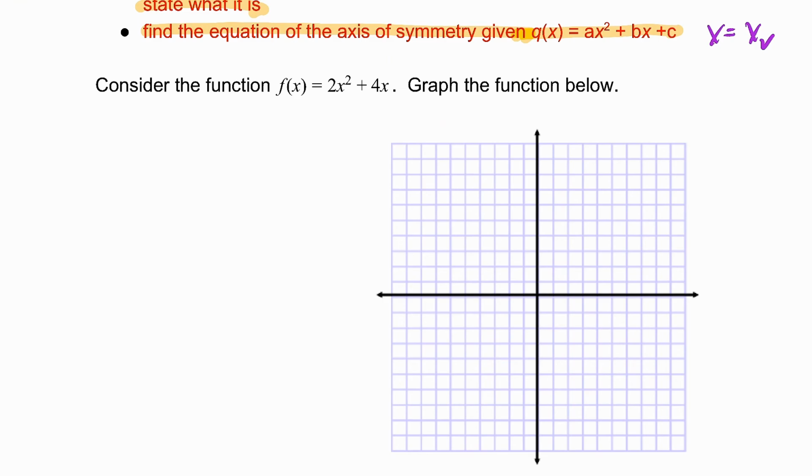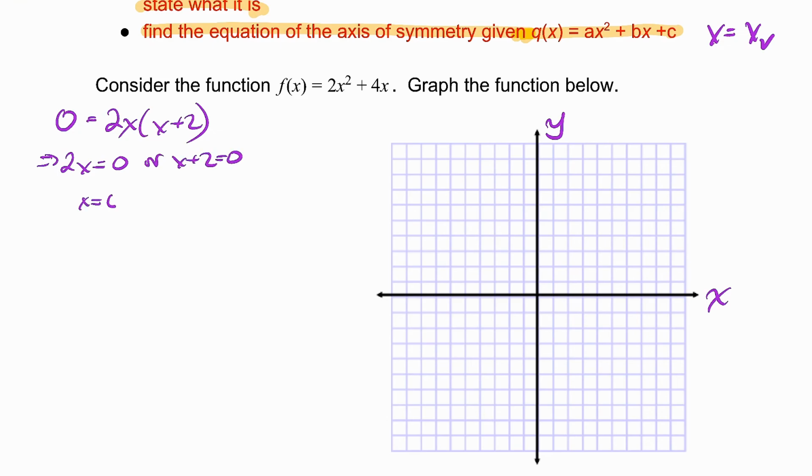We could complete the square on this, but I'll just show you the other way as a refresher on how we could go off and determine the vertex of this. So we need to find the zeros of it, and then we need to factor it. So we can factor out a 2x, and we're left with x plus 2. So that implies that 2x is equal to 0, or x plus 2 is equal to 0. So one of the zeros is 0, and the other zero is minus 2.